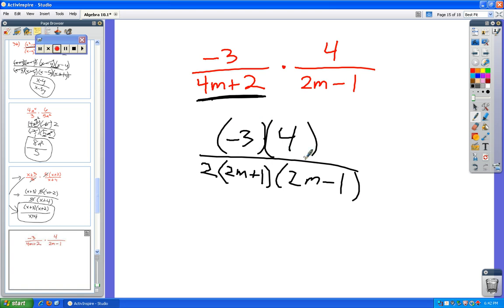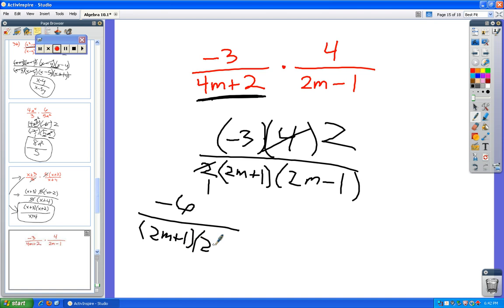We can cancel 2 and 4. This becomes a 1, this becomes 2. Anything else we can cancel? No, there's nothing else. This 2 cannot cancel anything here on the bottom because you cannot cancel parts of factors. So on the top, we can multiply the numbers. Negative 6 over 2m plus 1, 2m minus 1.